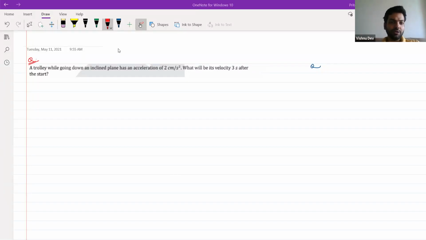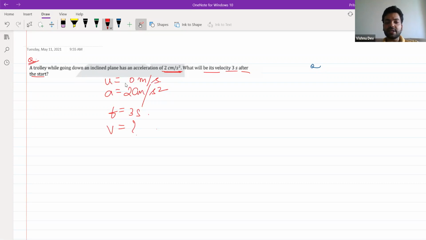Okay, so going through the information here: a trolley while going down an inclined plane has an acceleration of 2 centimeters per second square. A is 2 centimeters per second square. What will be its velocity 3 seconds after the start? So initial velocity, what have you all taken? Will it be 0? Yes, because it's saying after the start, that means initially it has started. So yes, we'll use v equals u plus at.